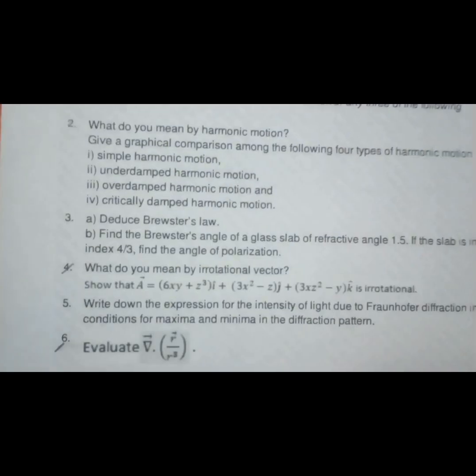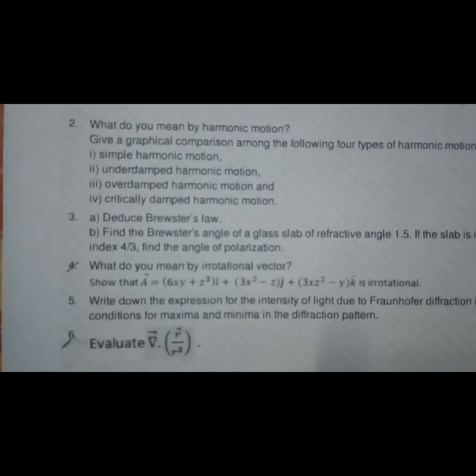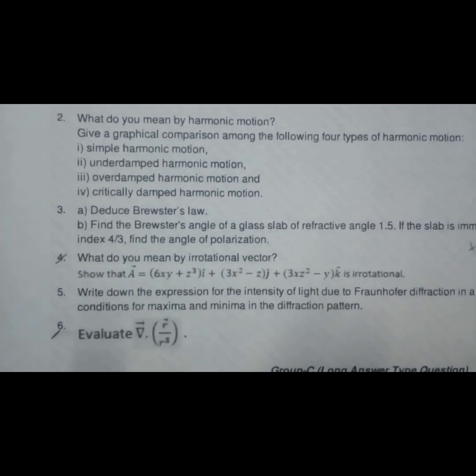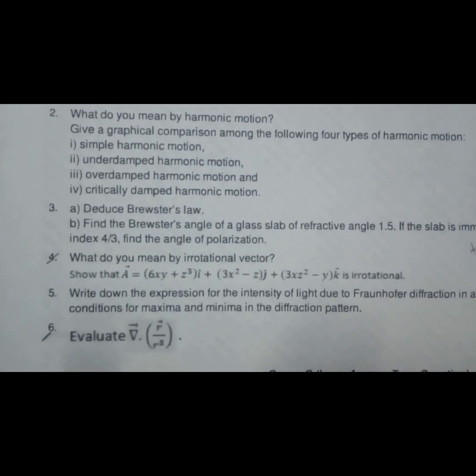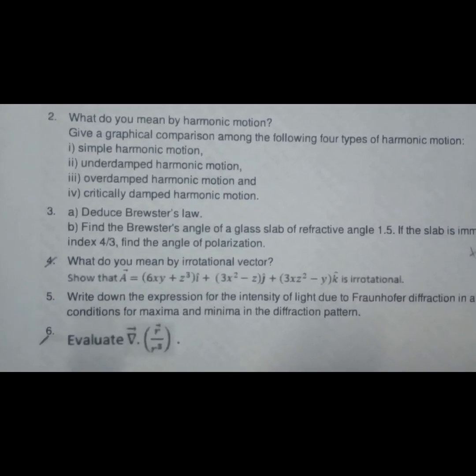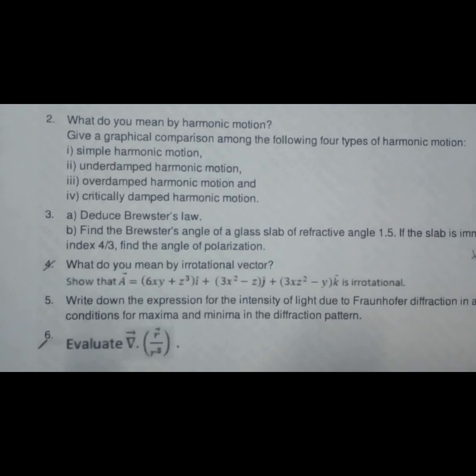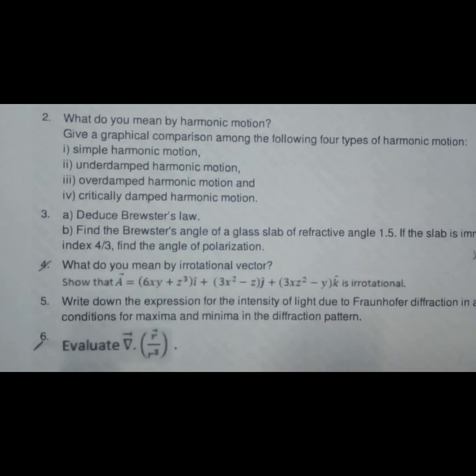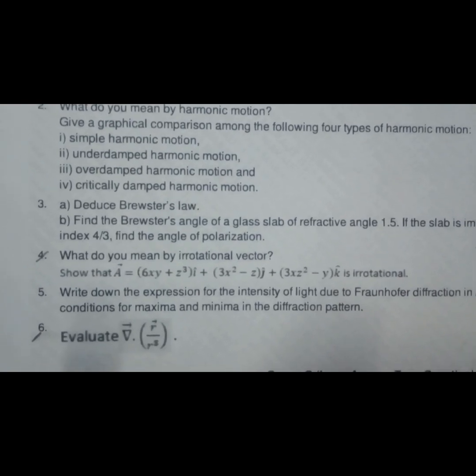Number 4. What do you mean by irrotational vector? Show that a vector A is equal to (6xy plus z cube) i unit plus (3x square minus z) j unit plus (3xz square minus y) k unit is irrotational.